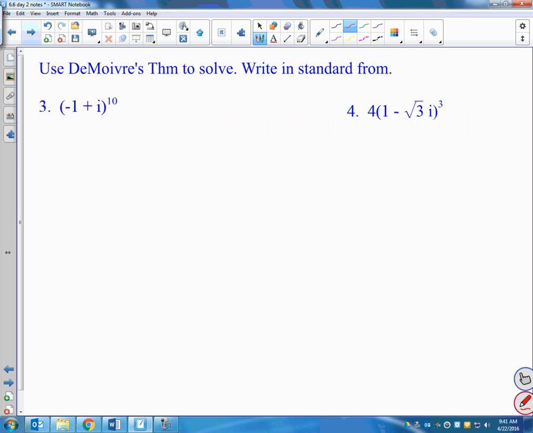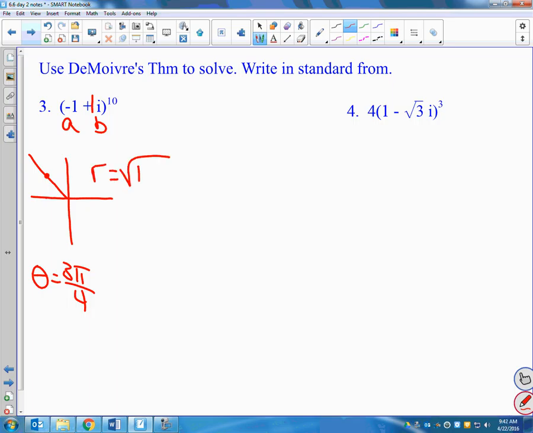Alright, so step one is we need to put this in trig form. This is a, this is b. Oh, look, it's negative 1 and 1. Maybe you just know the answer here. What quadrant would that be graphed in? Over 1, up 1. What's my angle going to be if I'm right in the middle of quadrant 2? 3 pi fourths. Everybody with me on that? So it's nice that we know that. r is going to be the square root of negative 1 squared plus 1 squared, which is just the square root of 2.